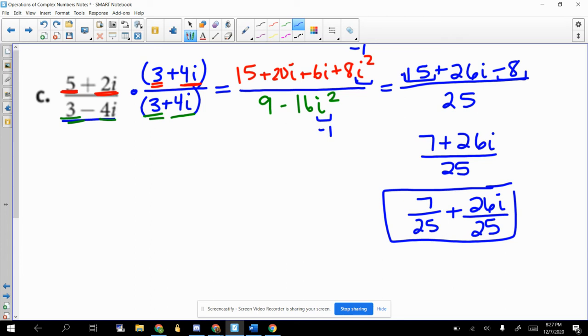Again, you're going to follow these steps every time, and really, as long as you know how to multiply well, then you will be good to go. And as long as you remember to plug in your negative 1 for i squared and simplify and put things in a plus bi form, then you are good to go.